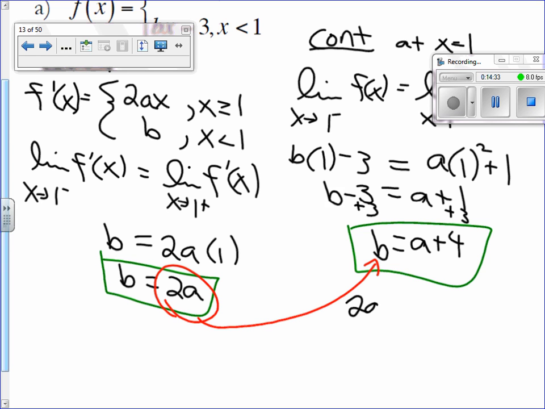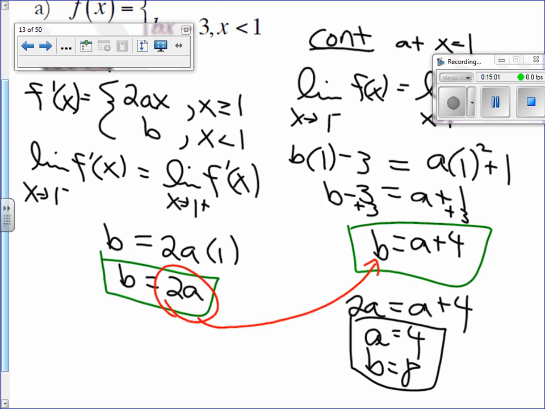So 2a equals a plus 4. So what does a equal? 4. And once you know that a equals 4, you could go back to either equation to get b. What does b have to equal then? 8. We're okay with that? Whether you take 2 times 4, you're going to get 8, or 4 plus 4, you're going to get 8.